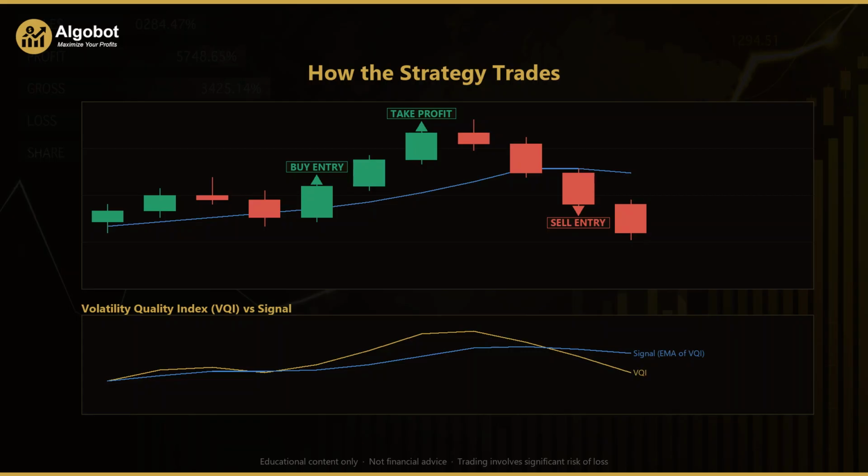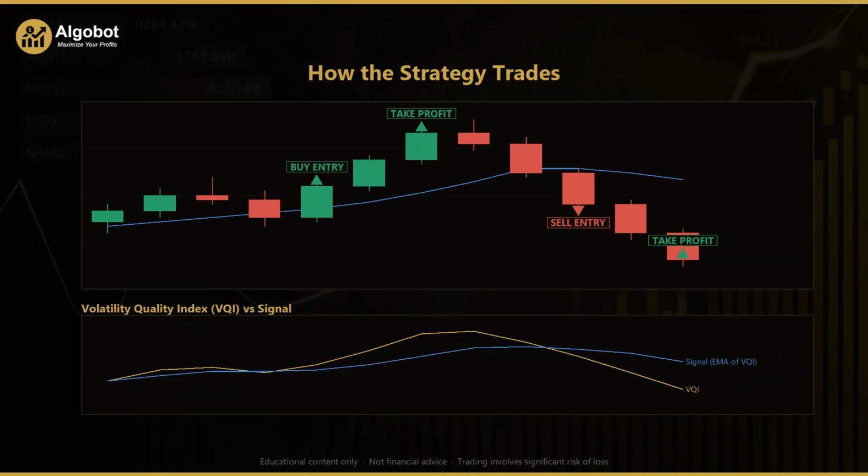Now watch the character of the market change. Near the highs, a candle prints a long upper wick and closes weak, a sign that clean upward flow is fading. Price then rolls over and drops back below the baseline moving average. In the lower panel, the VQI turns down and crosses below its signal line. The short setup now mirrors the long.